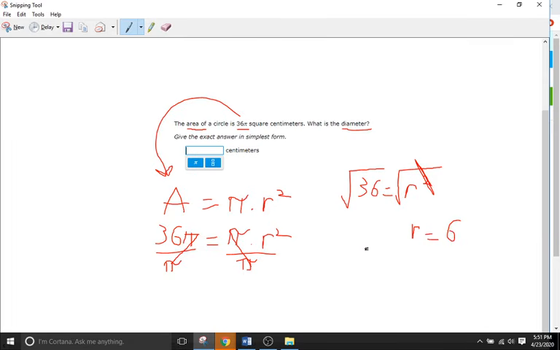And that's the radius. Now, is that our answer? It is not. And don't be tricked into thinking it is. What are they asking of us? They want us to find the diameter, right? Well, how does the radius relate to the diameter?